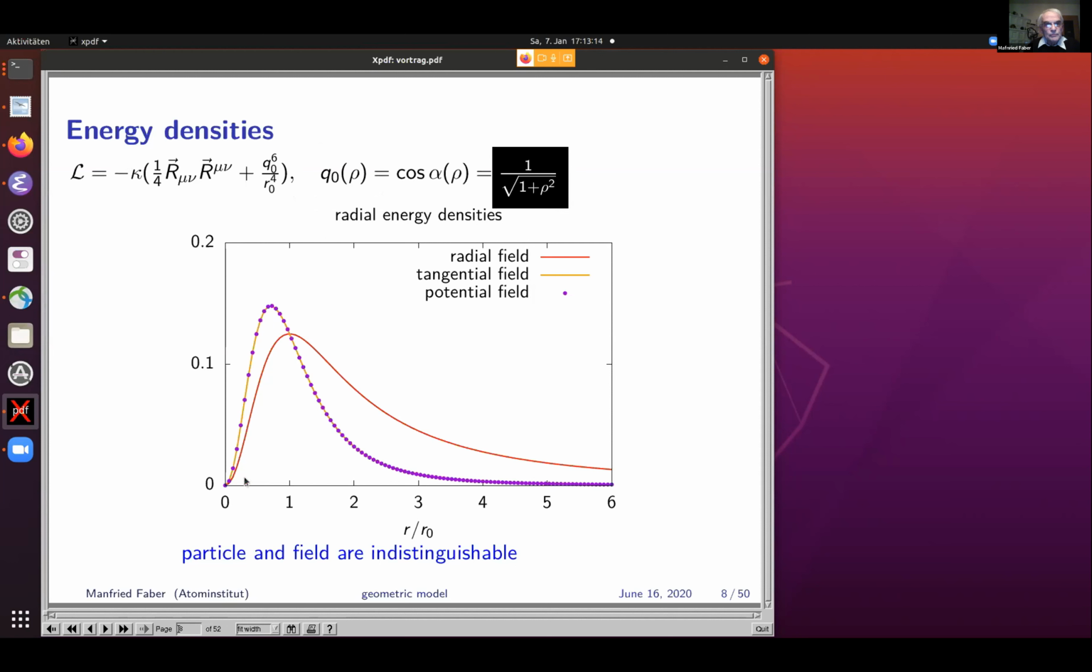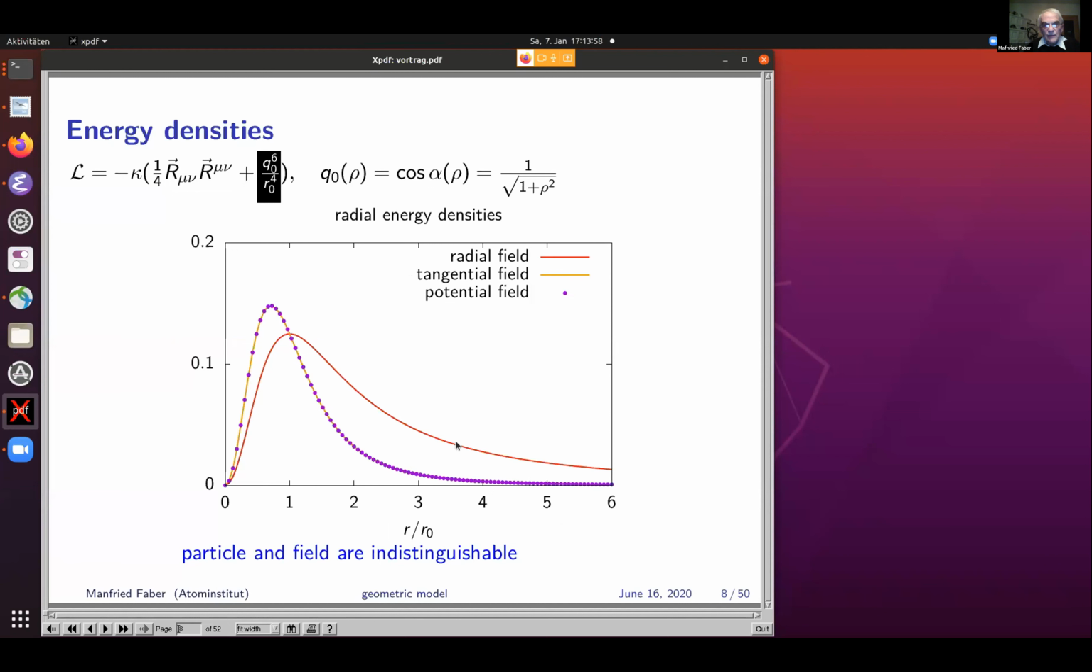So the contribution to the curvature term, there's a radial contribution. This is the red one here, which goes down with radius. So this is the radial energy density. It goes down with 1 over r to the 4. And this is the tangential contribution from this curvature energy. And this has a maximum at roughly 0. And the potential term looks like the tangential field and has also a maximum here and the same radial distribution.